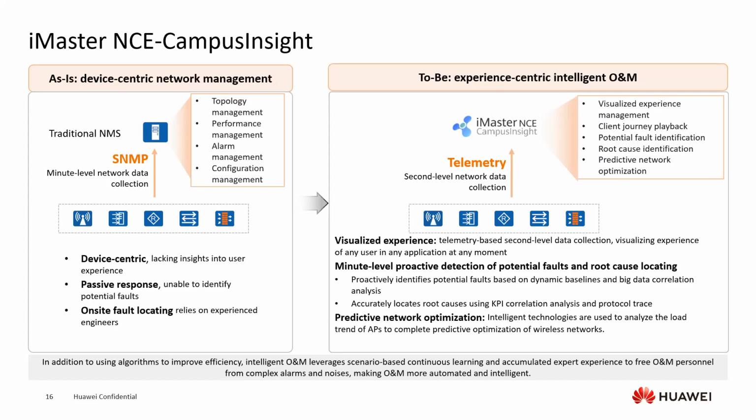But in case of iMaster NC, you get an added advantage that, for example, if Cisco or Juniper switches are in the network as well that support telemetry, you can add them, and iMaster will get all the telemetry information from there as well.